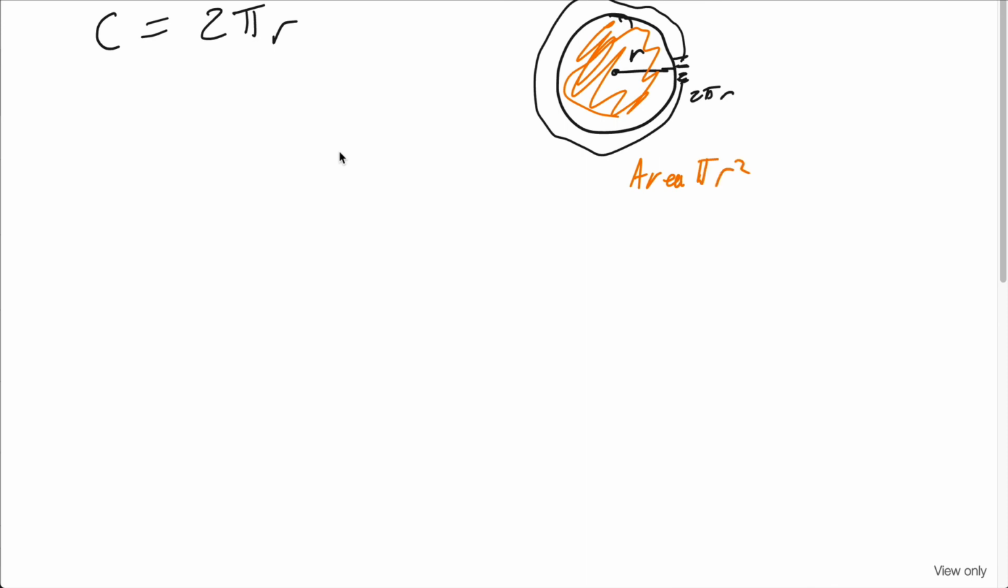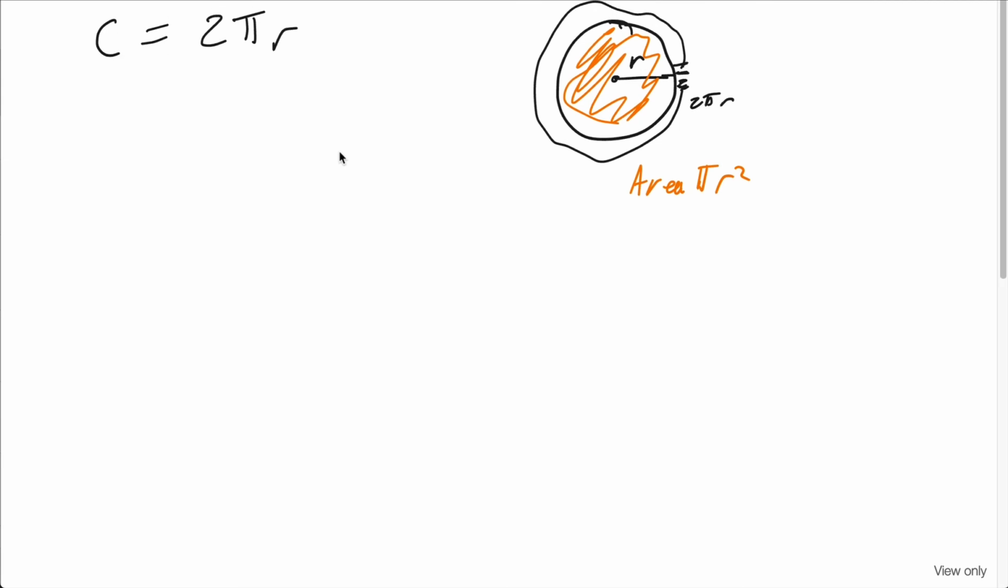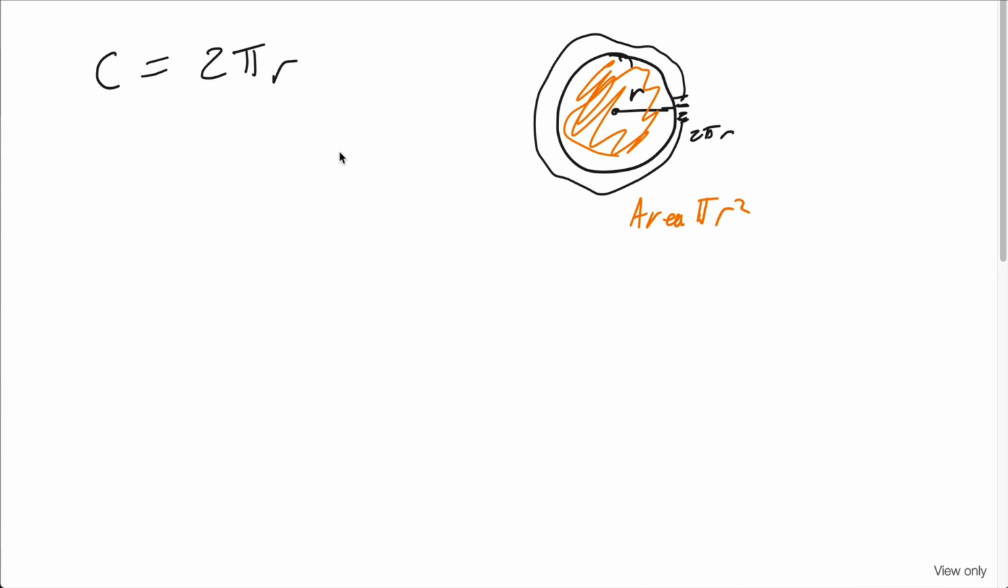Now, how can we see that we're supposed to multiply by r? It's always a good question. Well, let's take this circle. So what do we know how to compute? We know how to compute rectangles and triangles. I like triangles. So imagine we draw a bunch of triangles like so.